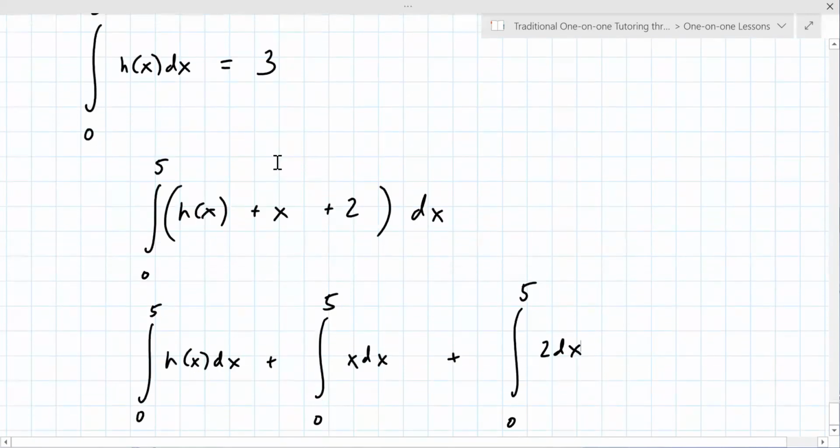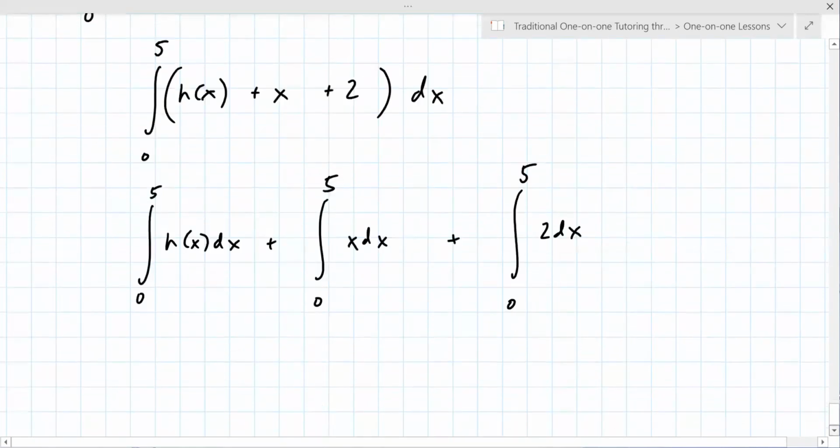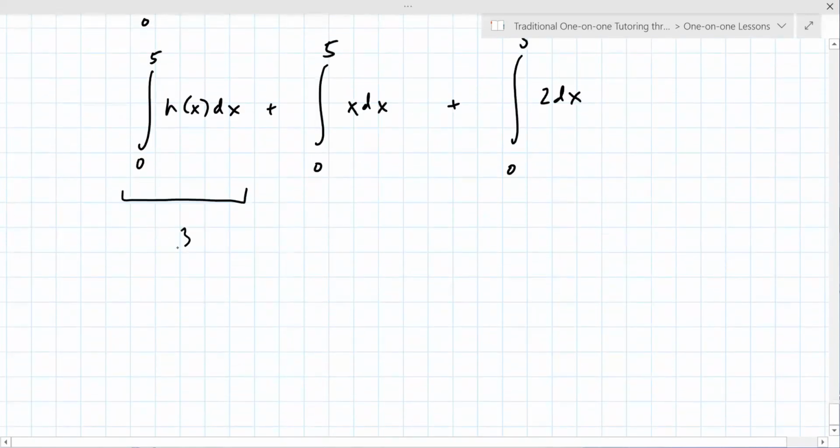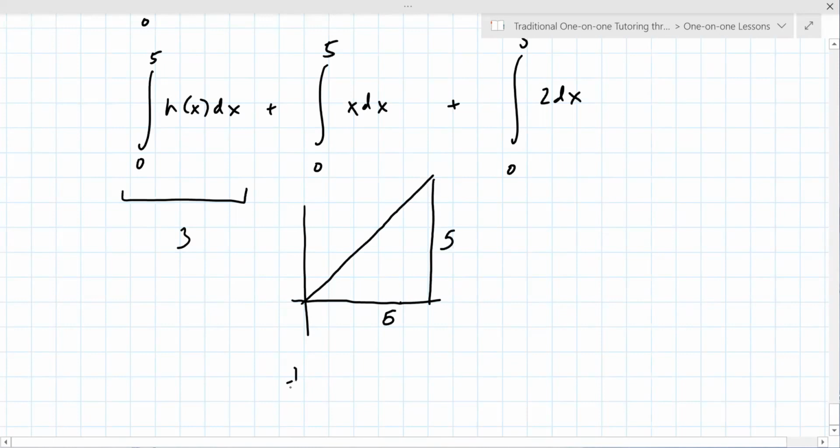Okay, so the first one's 3. Is that right? Yeah. So that's 3. The next one here, the graph here, is pretty straightforward. It's just a triangle again, and it's got a base of 5 and a height of 5. So it's 1/2 times 5 times 5. Yes, I got 12.5. 12.5. And then this one is 5 minus 0 times 2. So that's 10. Oh, I was completely right.